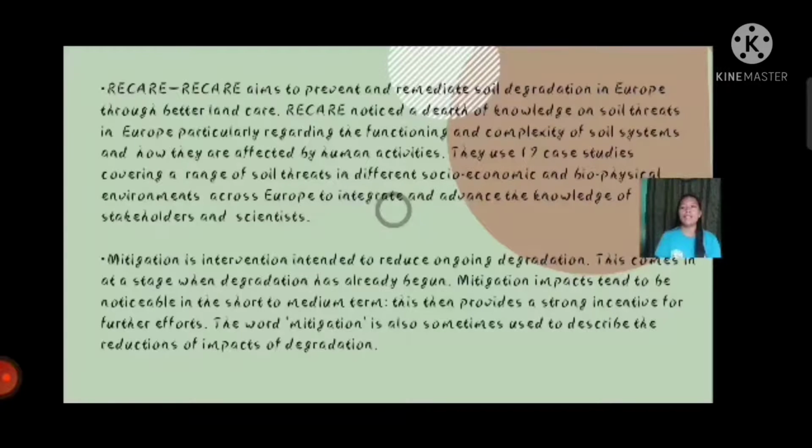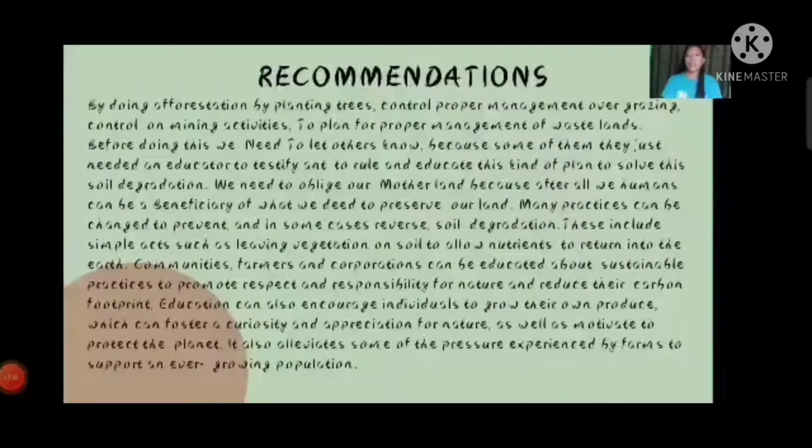This comes in a stage when degradation has already begun. Mitigation impacts tend to be noticeable in the short to medium term. This then provides a strong incentive for further efforts. The word mitigation is also sometimes used to describe the reduction of impacts of degradation. The main aim of mitigation is to halt further degradation and to start improving resources and their functions.